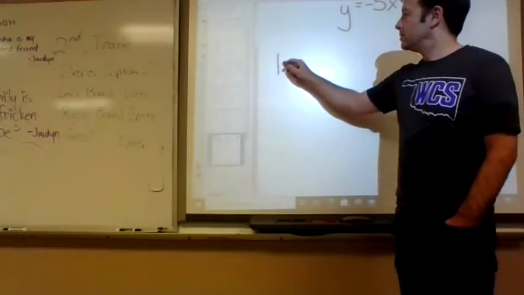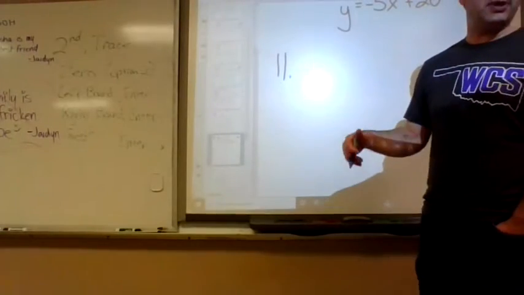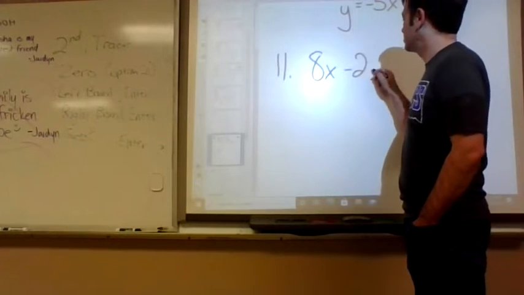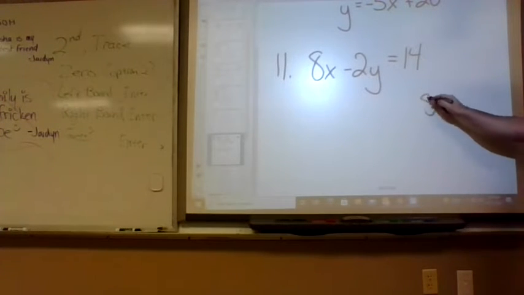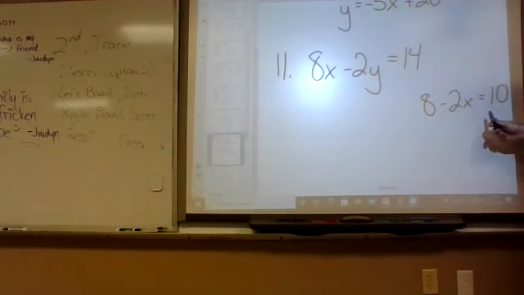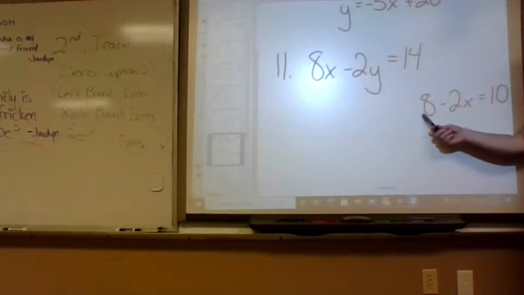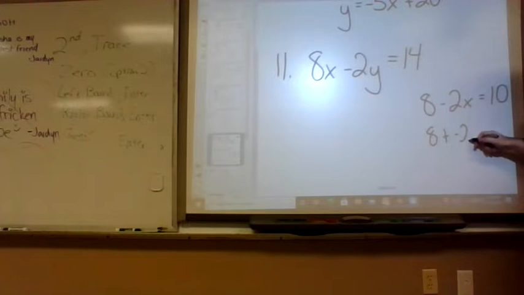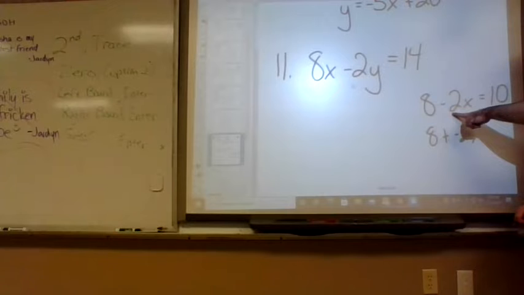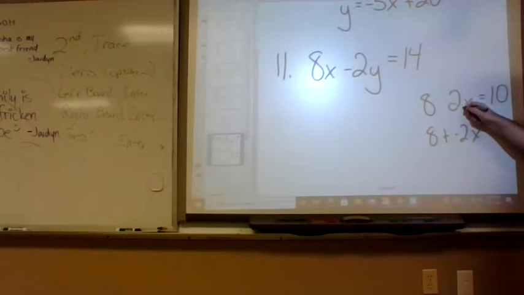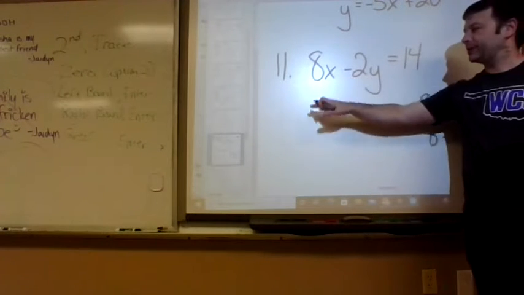Number 11 says 8x minus 2y equals 14. Once you get y by itself, you're done. How do I get y by itself? Normally, when solving a one variable equation, what would we do? Subtract 8, because this is a positive 8. This is the same thing as 8 plus negative 2x. To get rid of the 8, you subtract the 8, and then divide by negative 2. That's the same thing we're doing here to get y by itself.